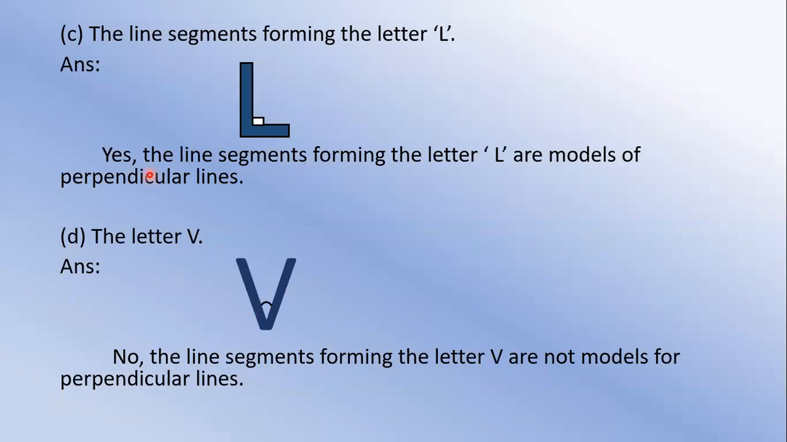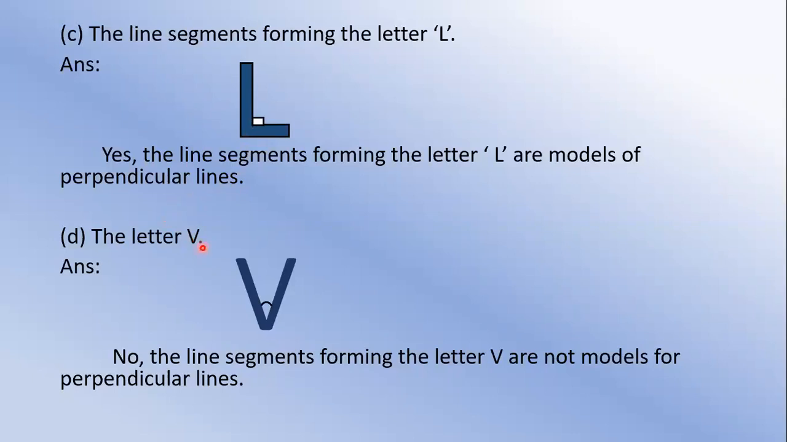The next question, the line segments forming the letter L. See, here two lines are there, one vertical line and one horizontal line. Both the lines are meeting each other at a right angle. So, it's an example of perpendicular lines.